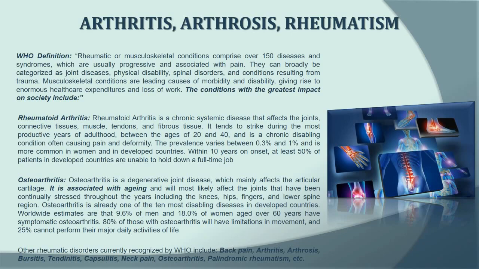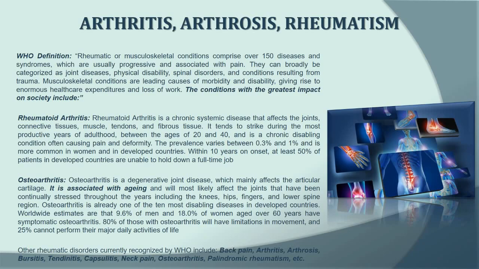The conditions with the greatest impact on society include, first, rheumatoid arthritis, which is a chronic systemic disease that affects the joints, the connective tissues, the muscle, the tendons, as well as your fibrous tissue. It tends to strike during the most productive years of adulthood, between the ages of 20 to 40, and is a chronic disabling condition that often causes pain and deformity. The prevalence varies between 0.3 and 1% and is more common in women and more common in developed countries. Within 10 years of the onset, at least 50% of the patients in developed countries are unable to hold down a full-time job because of this disease.